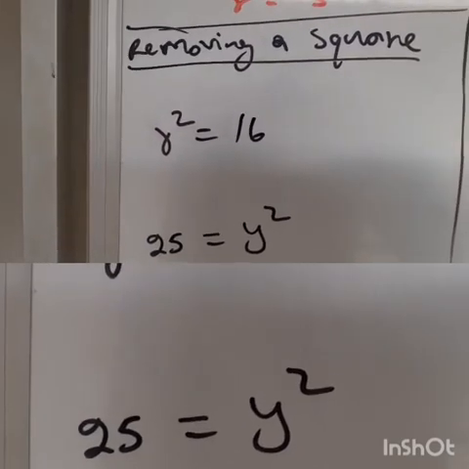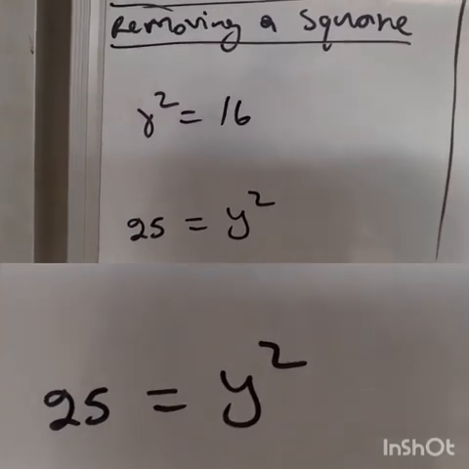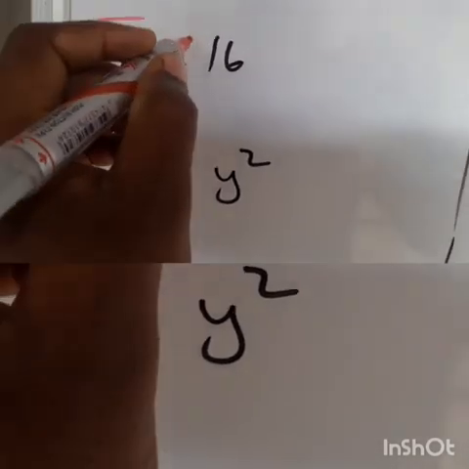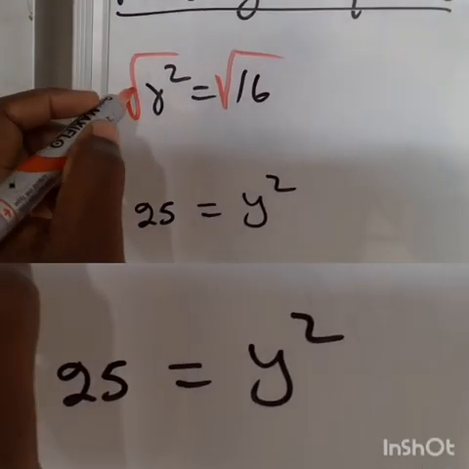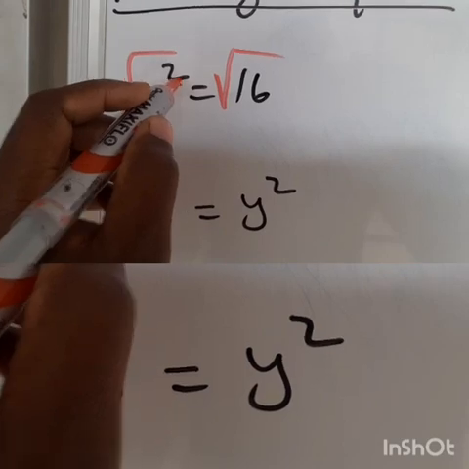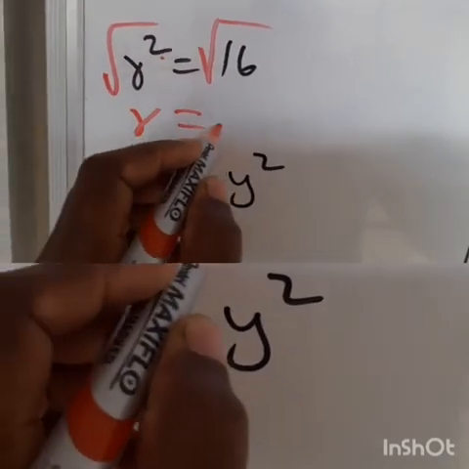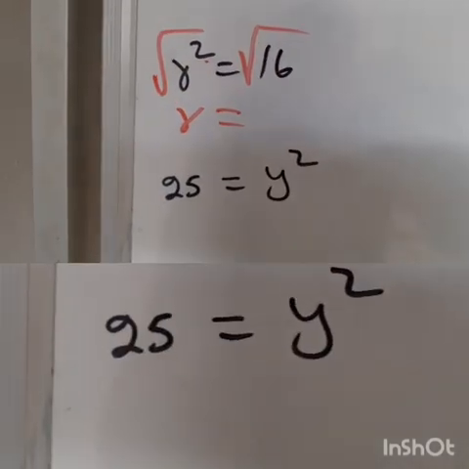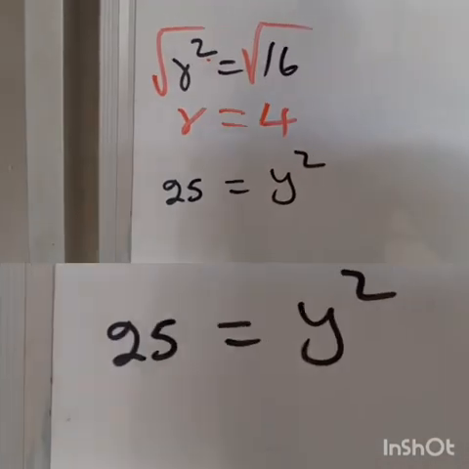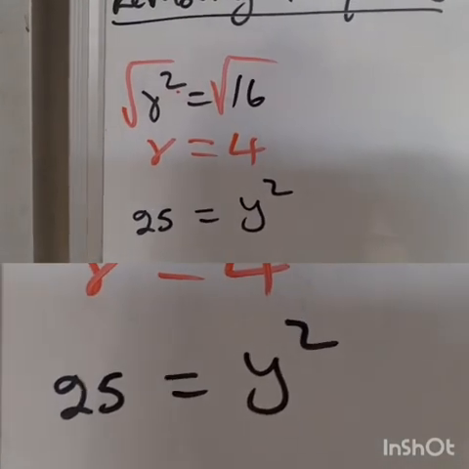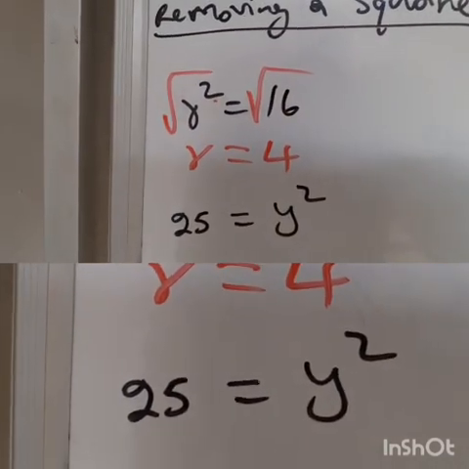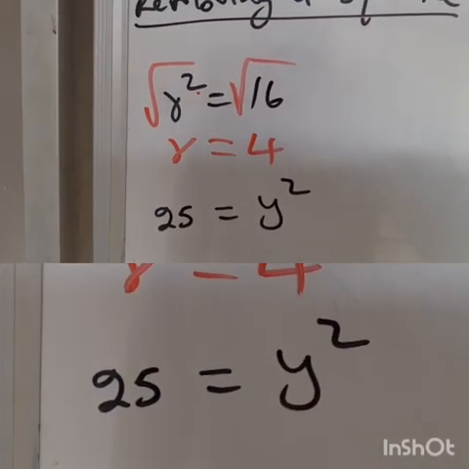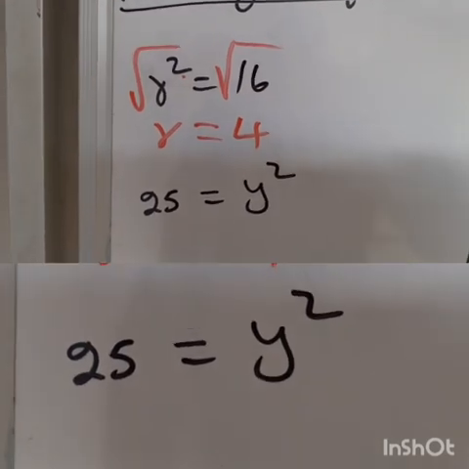In order to remove your square, you must square root both sides. Then this square root will cancel the square. You'd be left with your r. Then you'd need the square root of 16, which is 4. So you'll notice what we do is, when I put a square root this side, I'm also putting it this side. And in doing so, I'm actually solving the equation.